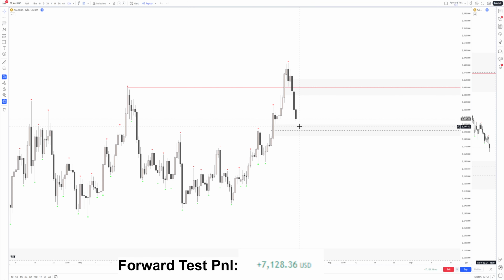So overall, this strategy does look like, with a few tweaks, can be a massive hit.